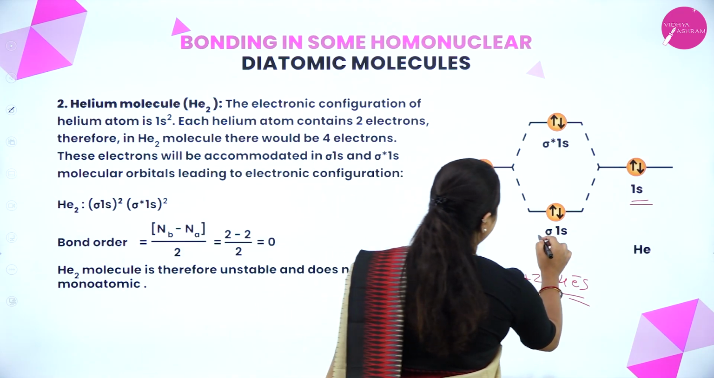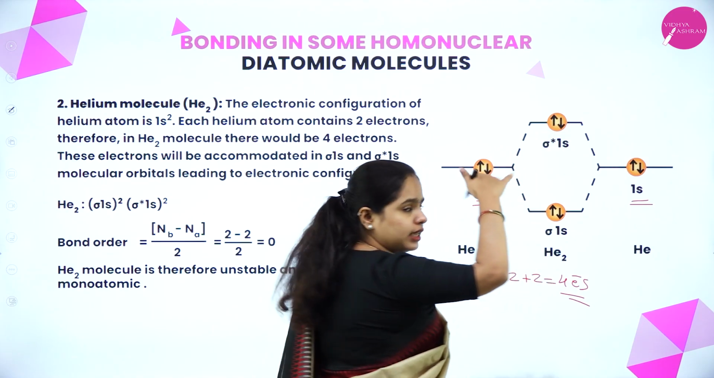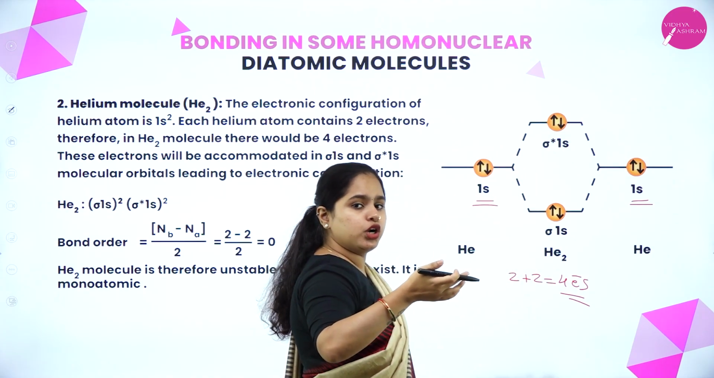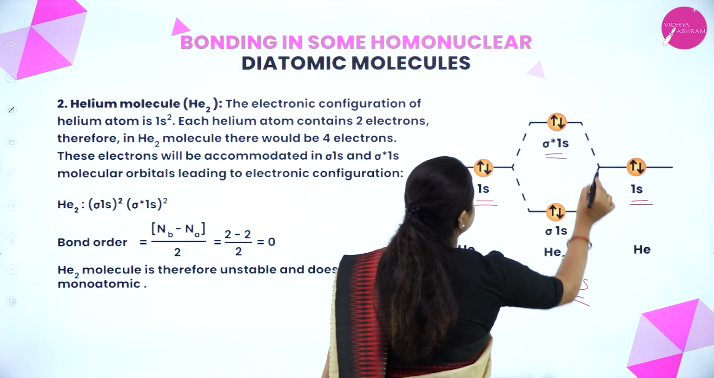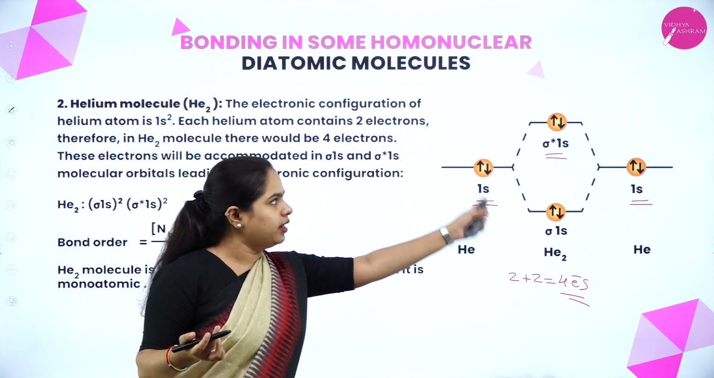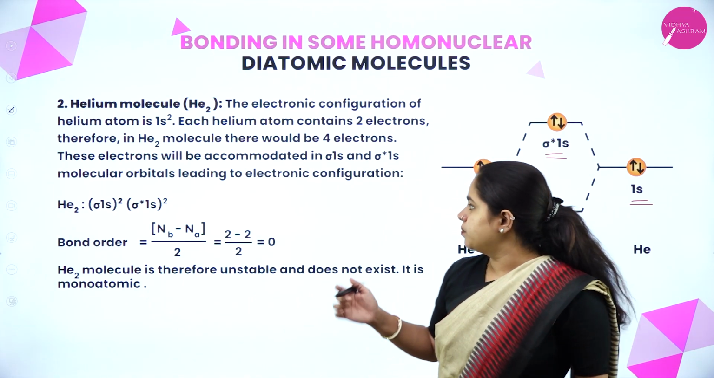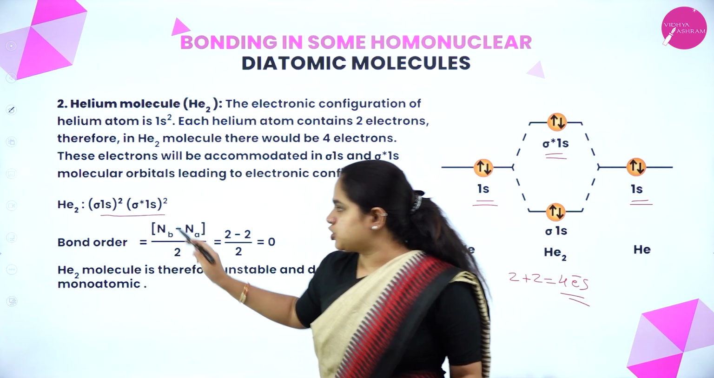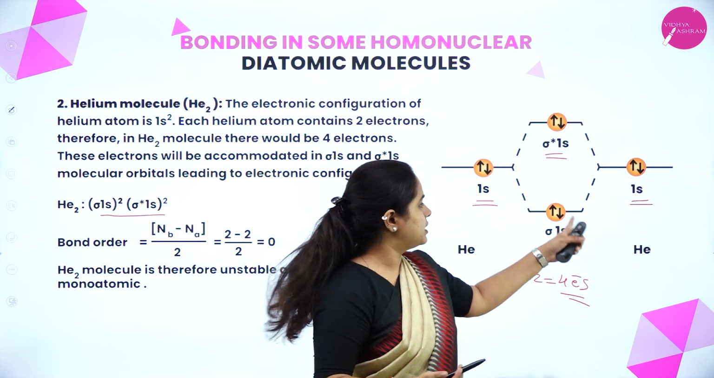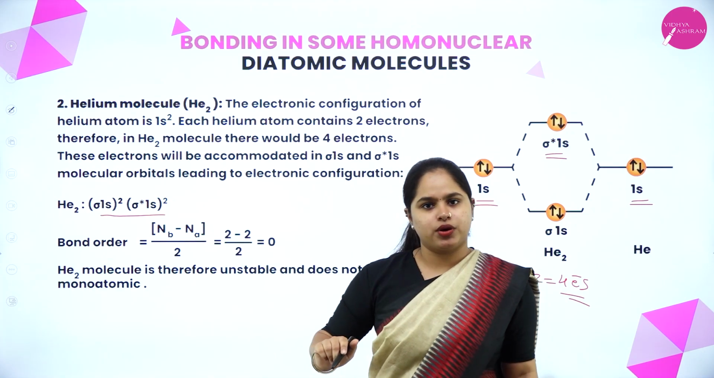So 2 electrons first get filled in the sigma 1s orbital, and then the rest move to the higher energy one, that is the anti-bonding molecular orbital, and fill the sigma star 1s orbital also. Clear? So 2 in here and 2 in there. So what will be the electronic configuration? It will be sigma 1s2, sigma star 1s2. In sigma 1s, 2 electrons, and in sigma star 1s, 2 electrons. This is how you can represent it.